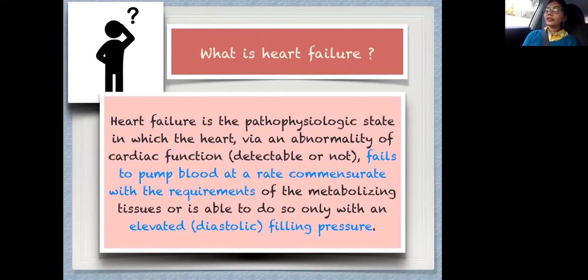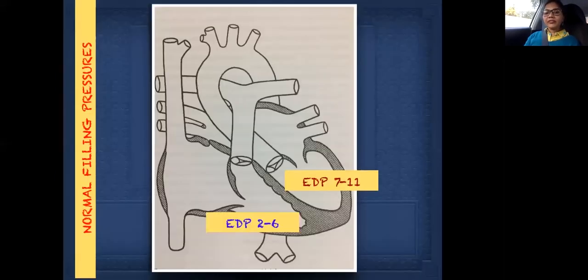So heart failure is the pathophysiologic state in which the heart, via an abnormality of cardiac function, fails to pump blood at a rate commensurate with the requirements of the metabolizing tissues, or is able to do so only with an elevated filling pressure. So this elevated filling pressure is key to heart failure. Once you understand this and how it causes dyspnea and the whole mechanism or underlying pathophysiology of heart failure, you will be able to manage heart failure much better.